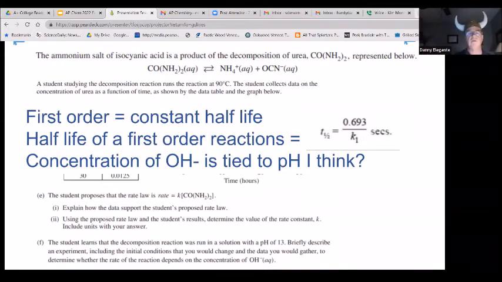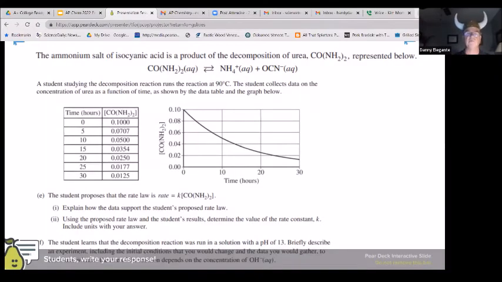So if we go back and look at the question real quick, what I want you to do is just look with me real quick because we're going to move on. I want to see one more. Explain how the data supports the student's proposed rate law. So find the first half-life. In other words, look at the data and figure out how long it takes for the concentration of the chemical to get cut in half.